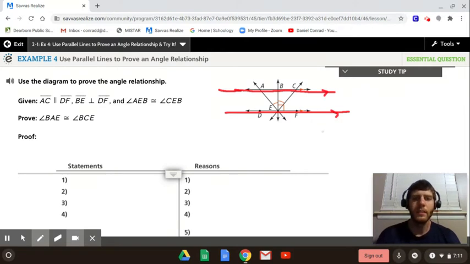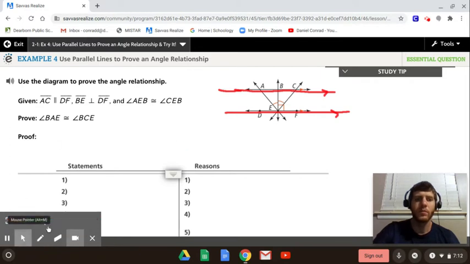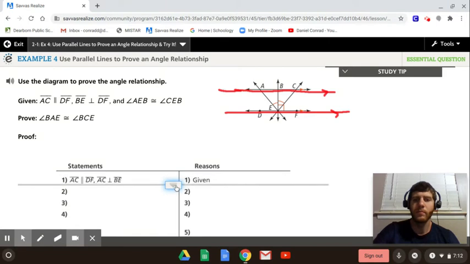We know that BE and DF are perpendicular. And we also know that angle AEB here is congruent to angle CEB. So those two angles there are congruent. So let's begin our proof. So first step is to write the given.